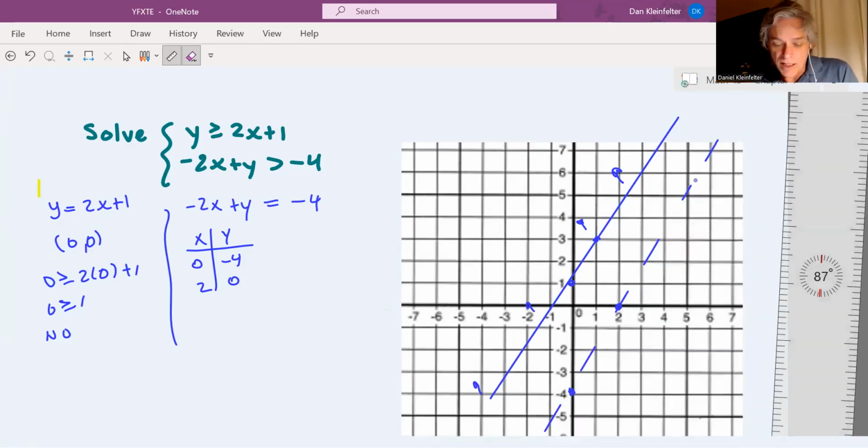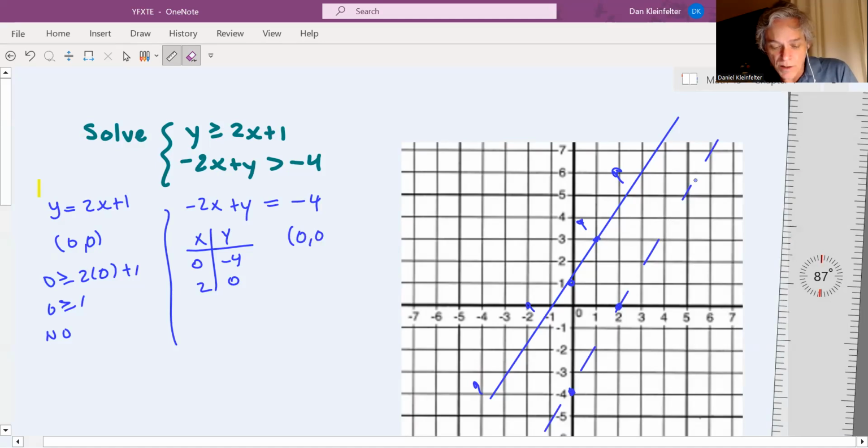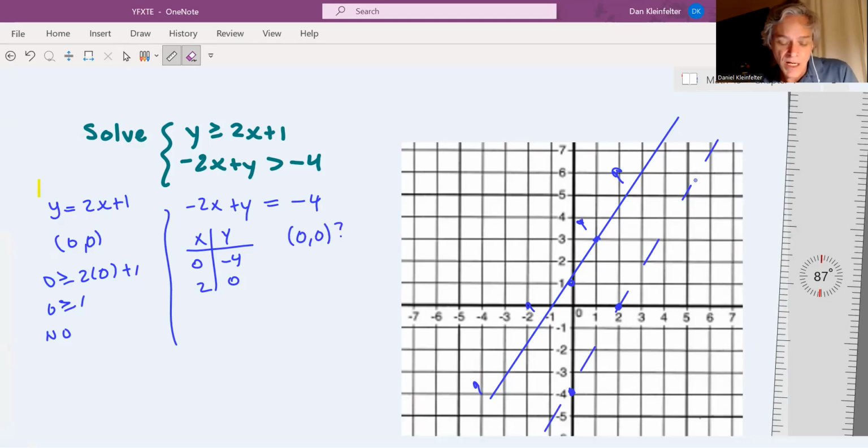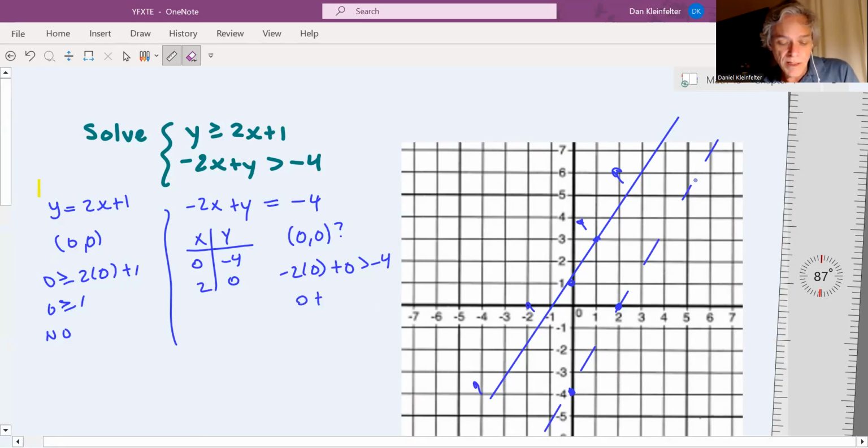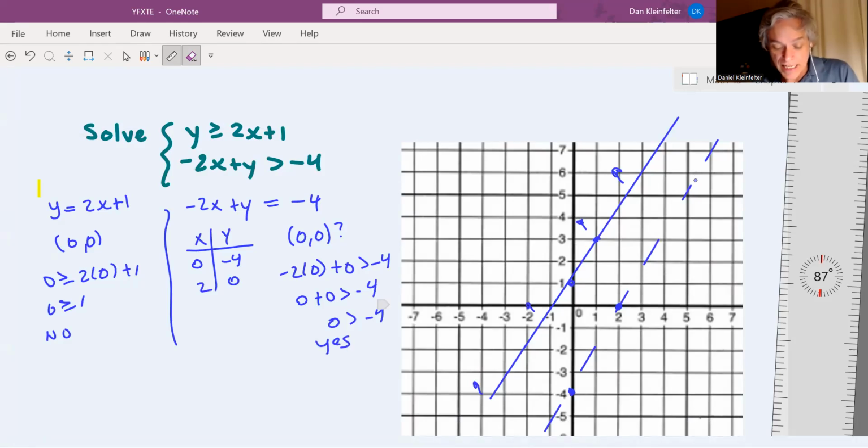And again, we want to check the origin, see if the origin makes a solution to this inequality. Negative 2 times 0 plus 0, is that greater than negative 4? We want to know, 0 plus 0 greater than negative 4, is 0 greater than negative 4? And the answer is yes. So we want all the points that are above this line as solutions to this inequality. So again, here's where we've got to be careful about "and" versus "or." For this one, we want all the points that are solutions to the first inequality and the second inequality.